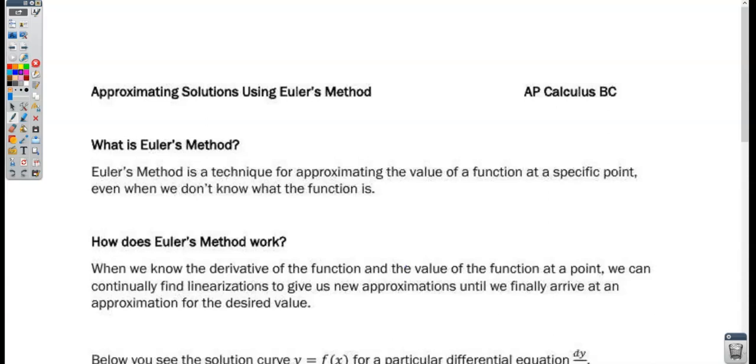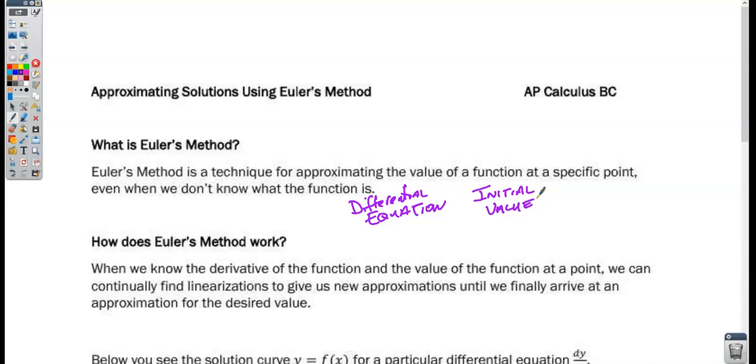What we do need to know, not the function, but we do need to know the differential equation and we also need to know an initial value. And as long as we know those two things, we can use Euler's method to approximate the value of the function at a given point.